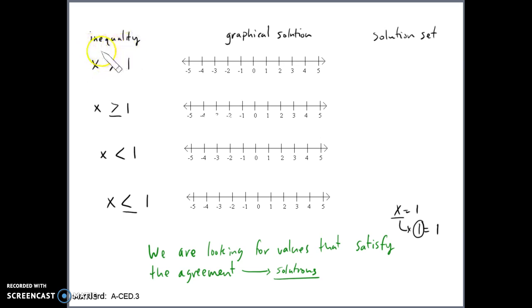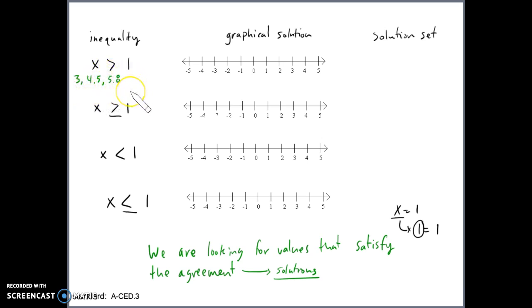With inequalities, we're not trying to find the value that makes it equal, because the definition of inequality has nothing to do with being equal. It has to do with being unequal, right? So the first example here, x is greater than 1. Several values that are greater than 1 would be 3 or 4.5 or 5.8. All of these values here satisfy the agreement, so they're all included in the solution.